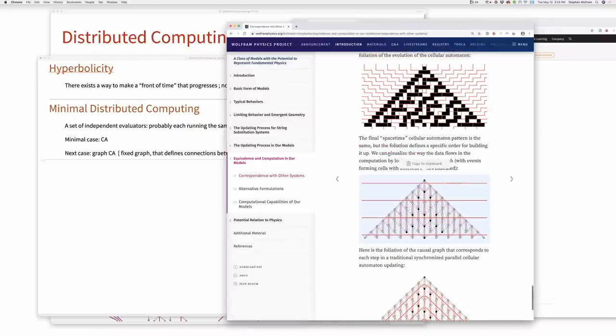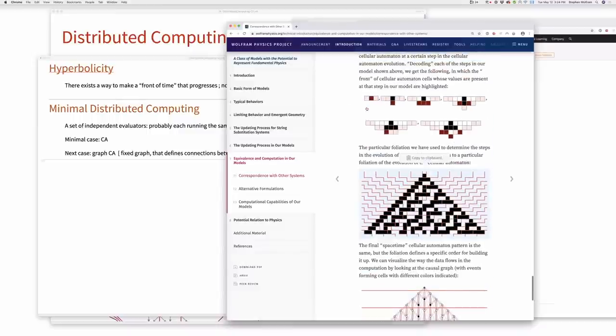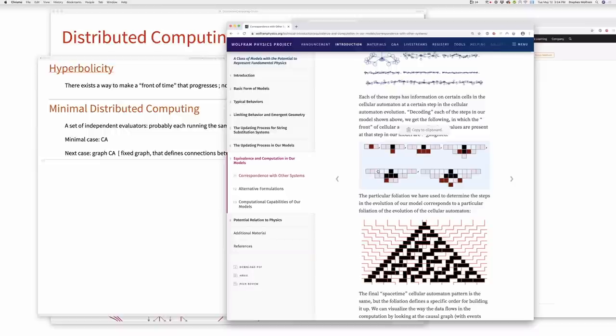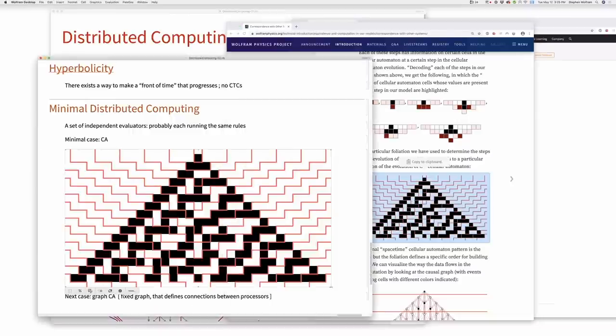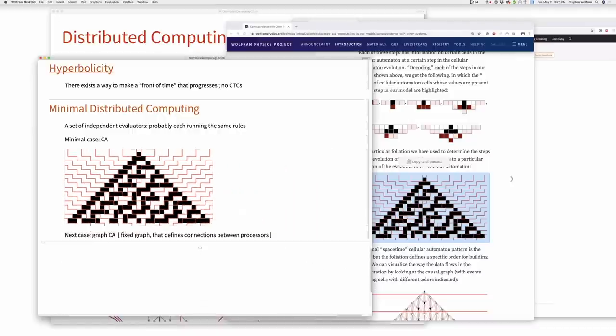This is a foliation. This is an emulation of a cellular automaton, and notice that it can be foliated in different ways. In order to find the value of that cell, it better be the case that its past light cone is all evaluated. But for some other cell, it doesn't really make any difference whether its past light cone is all evaluated. So in a sense, we already have an example here of a change.